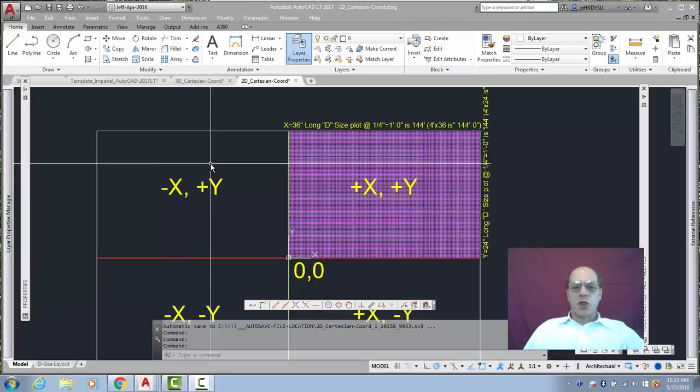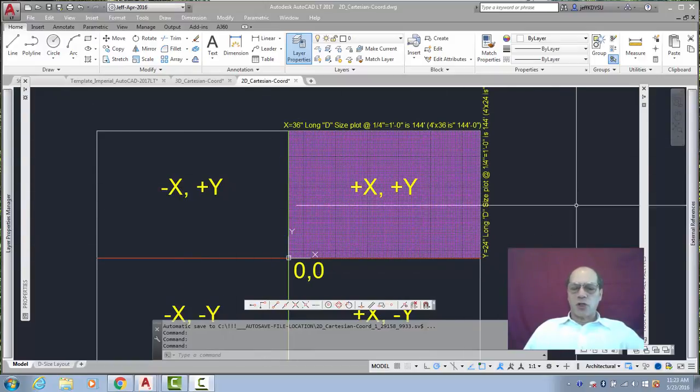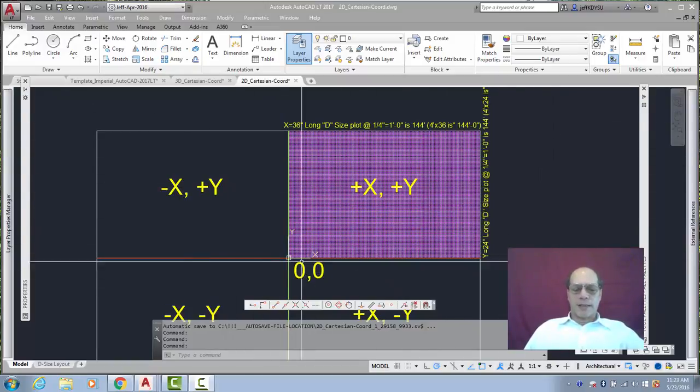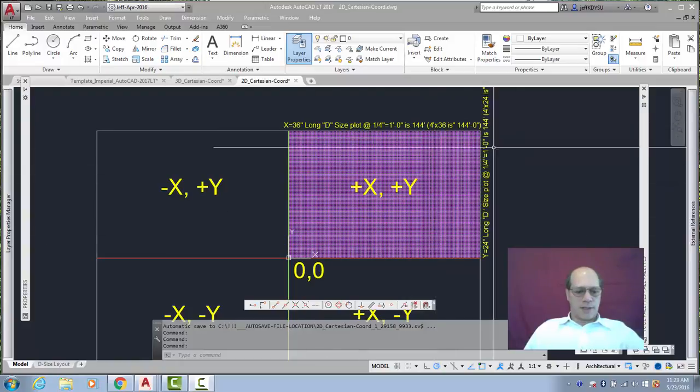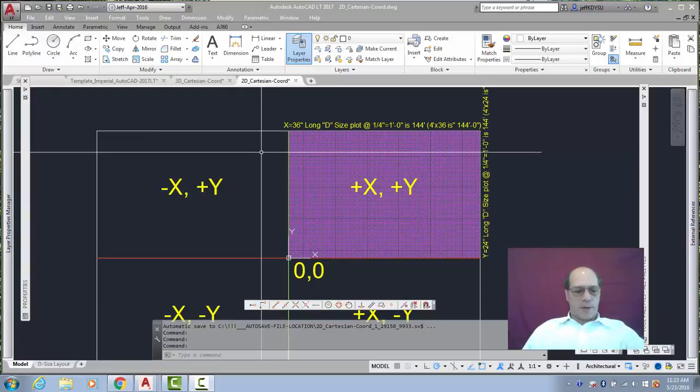Our objective this lecture is to understand and look into a 2D Cartesian coordinate system. We're going to find out how to draft in 2D in model space in AutoCAD LT 2017. But first, let's start out by asking ourselves an easy question. Where did Cartesian come from?